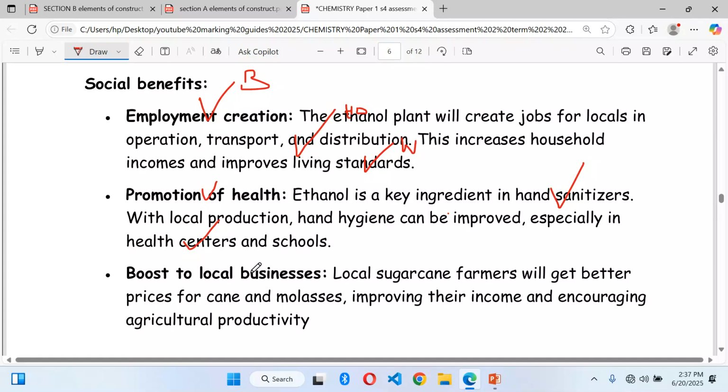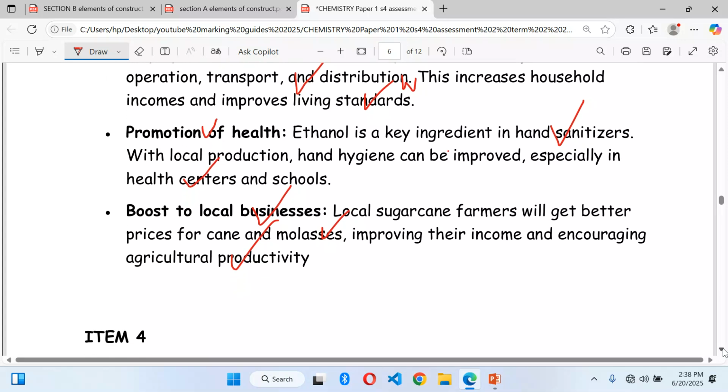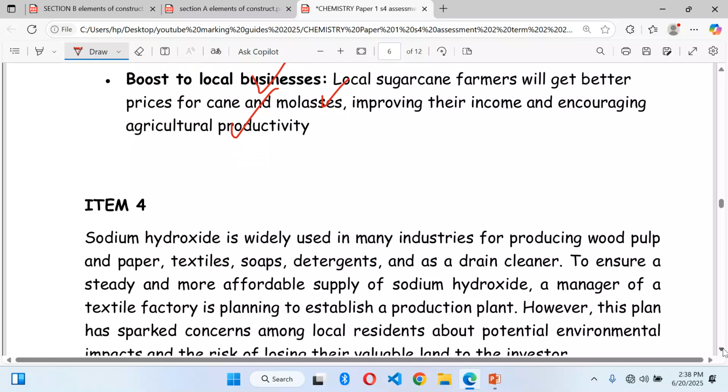Now, another point is boost to local businesses. How? Sugarcane farmers will get better prices for cane and molasses, improving their income and encouraging agricultural productivity. And you get all your 3 scores. So here we need only 1 point, but for the case of our discussion, we have given more than 1 point. Let's go to item number 4.